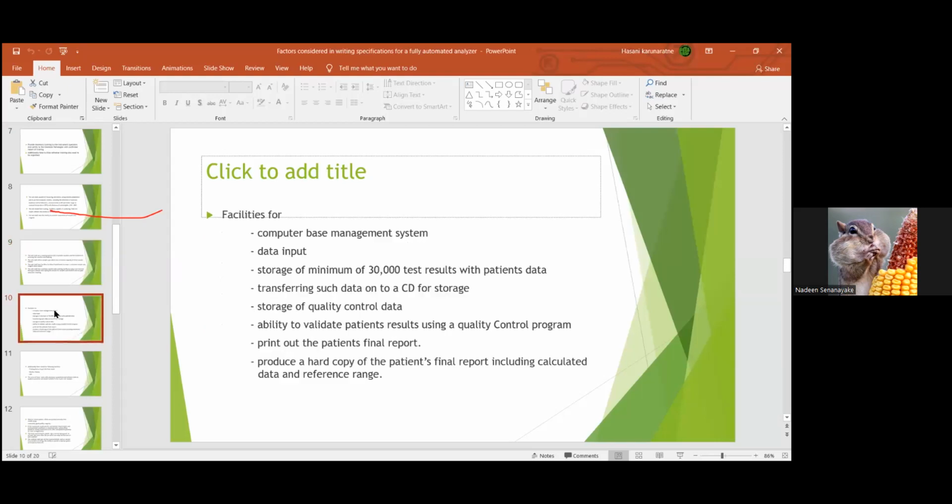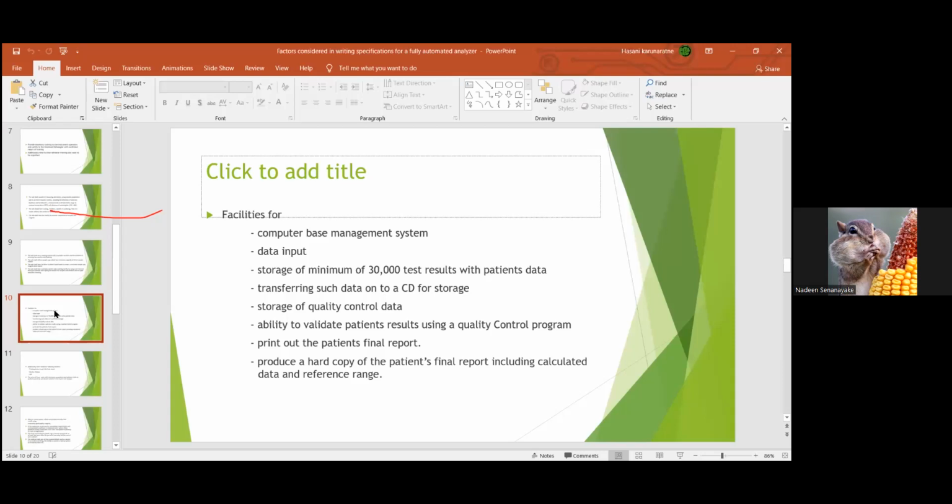And there should be facilities for a computer-based management system, data input and storage of a minimum of 30,000 test results with patients' data. This value can vary depending on the workload of the institution. 30,000 test results may be less or more depending on the institution workload. And there should be a method of transferring such data onto a CD for storage, and storage of quality control data, and the ability to validate patient results using a quality control program.